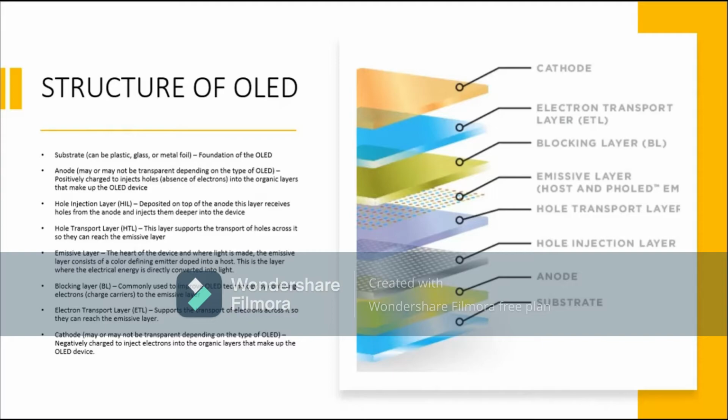Then is the emissive layer, which transports electrons from the cathode layer. It is made up of organic plastic. And then the last layer, which is the cathode layer, injects electrons, and may be transparent or not. Metals such as aluminium and calcium are often used in the cathode.